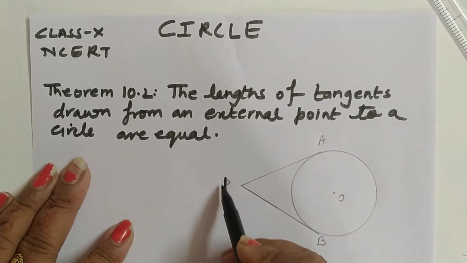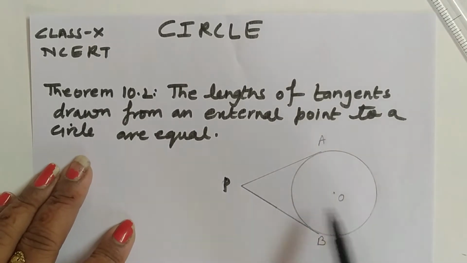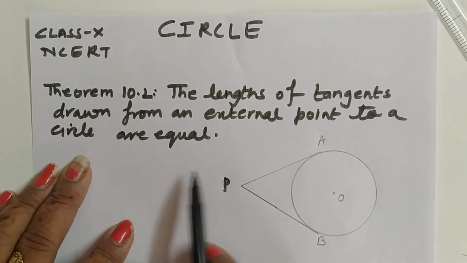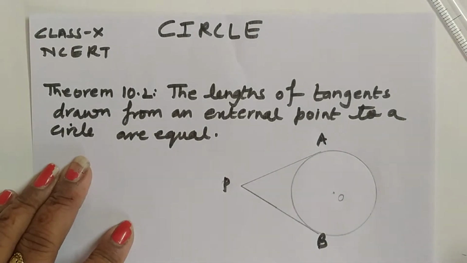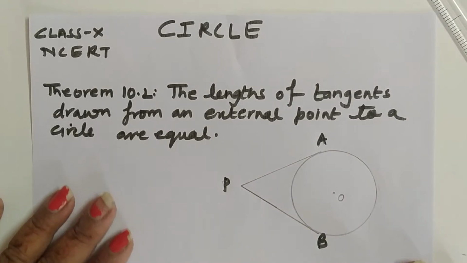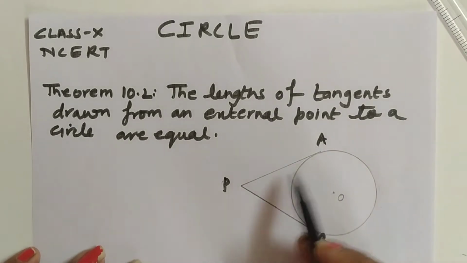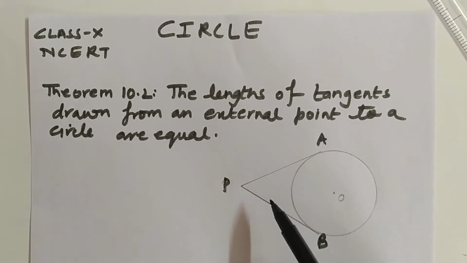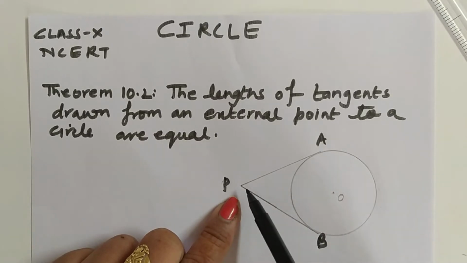P is an external point of a circle with center O. We can draw only two tangents from an external point to a circle. We need to prove that the tangents drawn from the same external point are always equal to each other. So now we have to prove that PA is equal to PB.